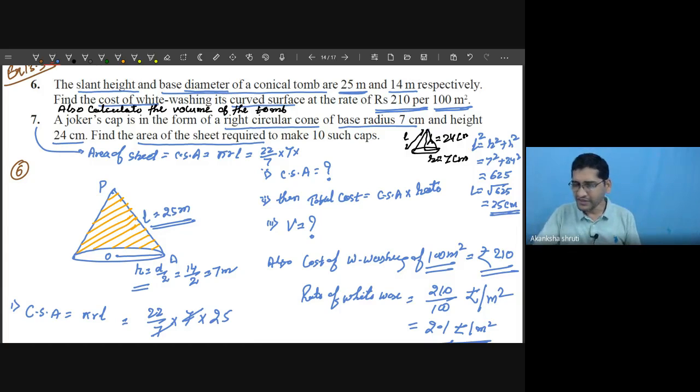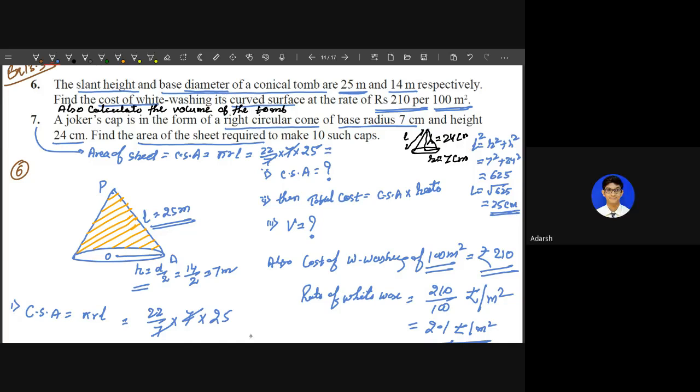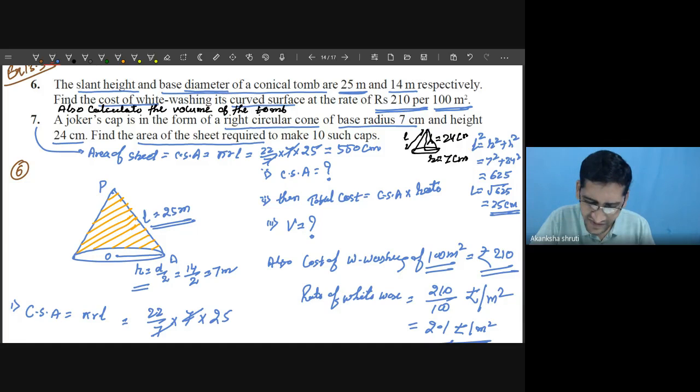Because from 25 and 7 we have obtained the 24, the same thing is this one. So now I need to put here 25. Okay, students? So just cancel this 7. Multiply your 22 with the 25. You will get 550 centimeter square. Centimeter, students.